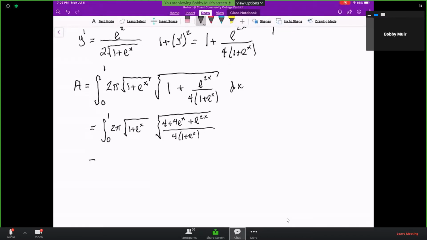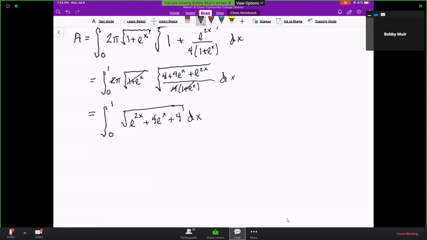And what we see here is that the 4 is going to cancel with that 2 because it's under the square root sign. These two guys are going to cancel. And so what we're left with is the square root of e to the 2x plus 4 e to the x plus 4.